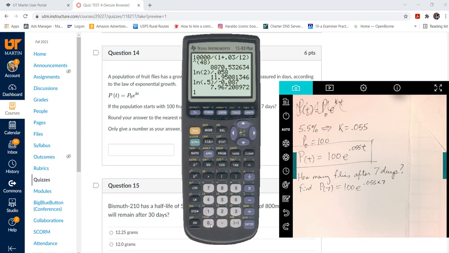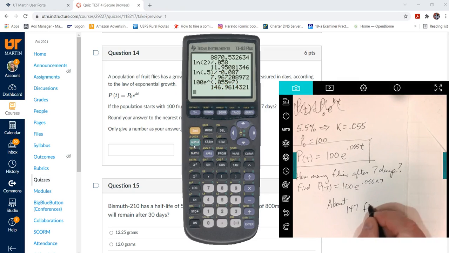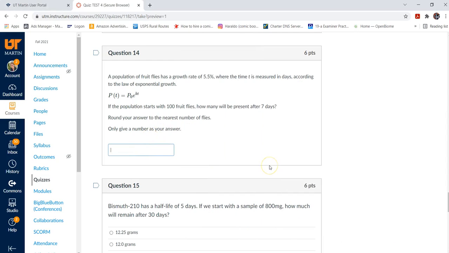So 100, then I'm going to press the second key and the ln key, and 0.055 times 7. Okay, now it said to round it to the nearest fly. So 146.96 is going to be about 147 flies. The instructions clearly said round. If you just truncate, then you didn't follow the instructions. So rounded, it's going to be 147, and don't write flies, only give a number as your answer.